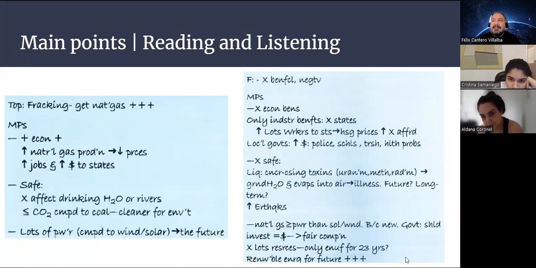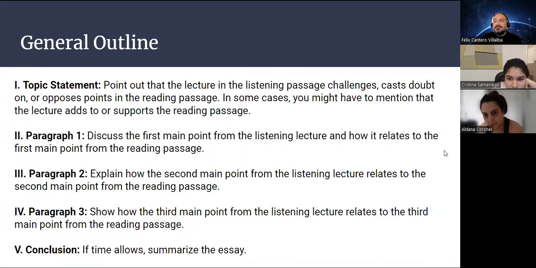So this is the ideal notes that you would take. Of course, listening once under pressure, you're not going to be able to take such good notes, but hopefully you'll take key notes and have good memory to remember the content. So the general outline for the response that we saw in the video earlier is this.